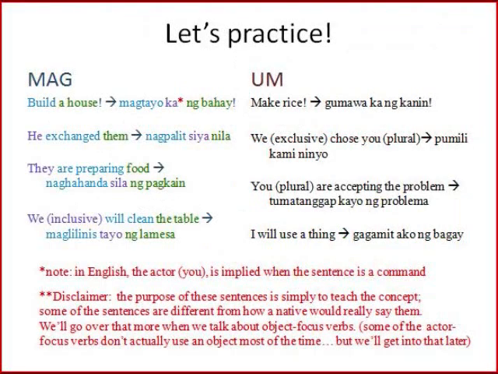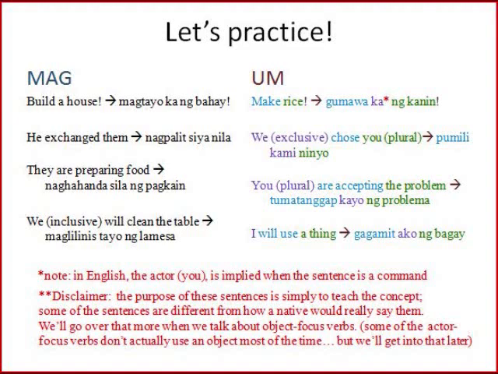Let's make some more sentences. Build a house is magtayo ka ng bahay. He exchanged them is nagpalit siya nila. They are preparing food is naghahanda sila ng pagkain. We, inclusive, will clean the table is maglilinis tayo ng lamesa. Make rice is gumawa ka ng kanin. We, exclusive, chose you, plural, is pumili kami ninyo. You, plural, are accepting the problem is tumatanggap kayo ng problema. I will use a thing is gagamit ako ng bagay.